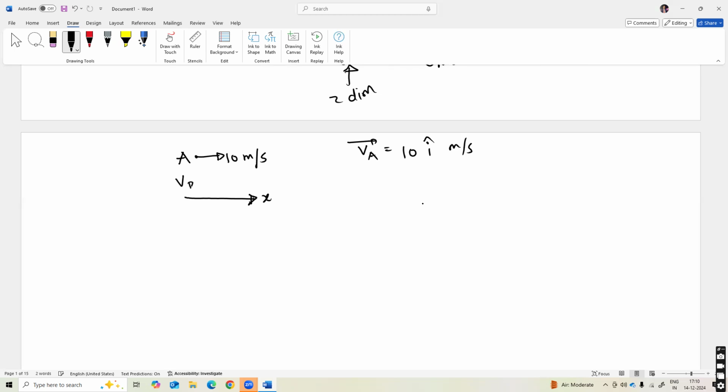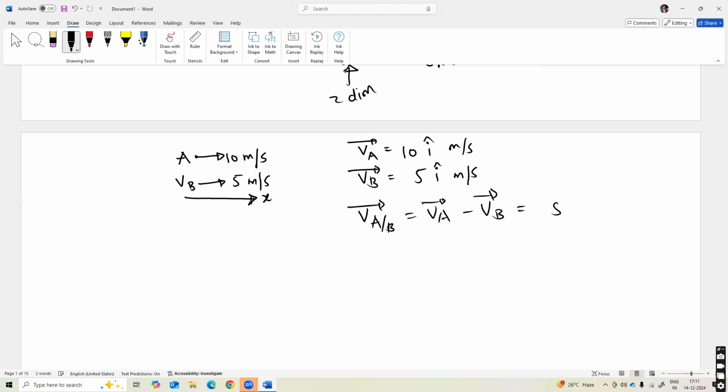And let's say VB is 5 meter per second. So VB can be written as 5 i meter per second. Here we are writing i in both VA and VB because both are in x direction, and i is the unit vector in x direction. So this is how we can represent the vector. So VAB can be written as VA minus VB, which is equal to 5 i meter per second.